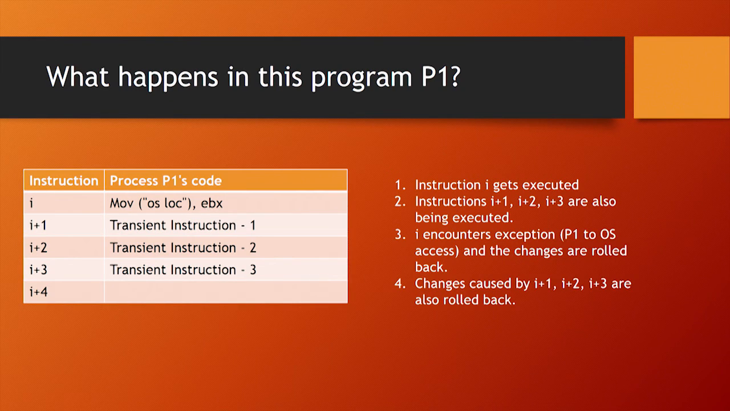So this is the basic thing where out of order execution has helped us. If it is in order, then there is no bypass that I need to do, there will be no multiple units, there will be no violet bus, and so it is gone. But since I have done out of order, I am now in a position to access EBX. This is the code sequence: instruction I gets executed, and instructions I plus 1, I plus 2, I plus 3 are also being executed. Now I encounters an exception, the access is denied, changes are rolled back, and the changes caused by I plus 1, I plus 2, I plus 3 are also rolled back, right. So this is the important thing.